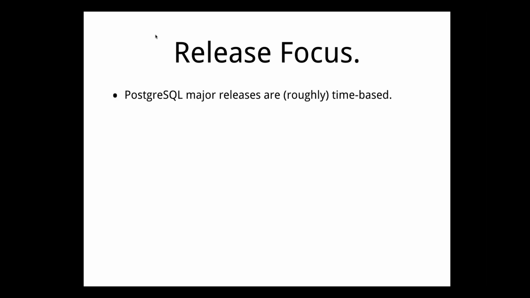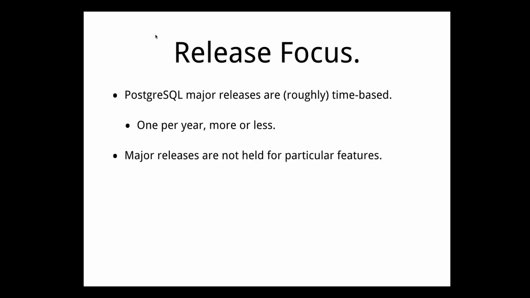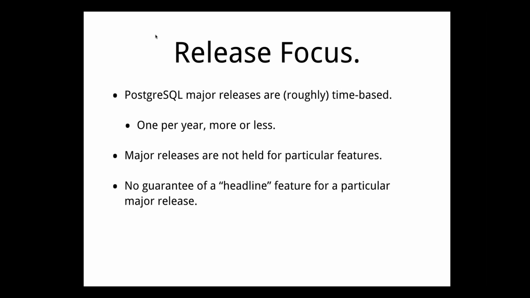PostgreSQL's major releases are roughly time-based. It works out to about one a year. That's the official release roadmap. Major releases aren't held for particular features. There's no, well, version 10 is this headline feature and something like that. It's once enough stuff has accumulated and the release calendar comes up, it's released as a major version. So there's no guarantee of a headline feature for a particular major release. Often releases tend to have a bunch of smaller, really cool stuff rather than streaming replication or logical replication or something like that.